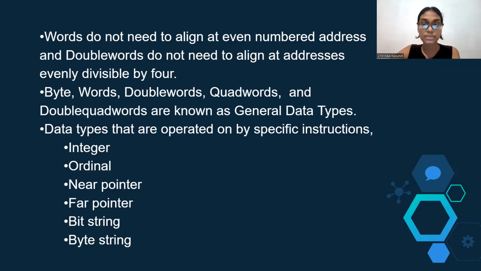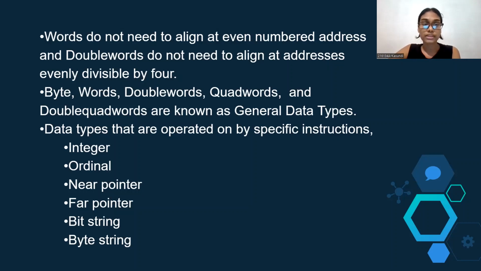general data types. But furthermore, x86 processors support a wide variety of unique data types that can be recognized and operated on by specific instructions. Some examples of those data types are integer, ordinal, near pointer, far pointer, bit string, and byte string.